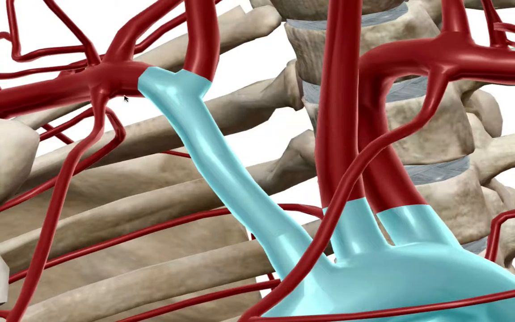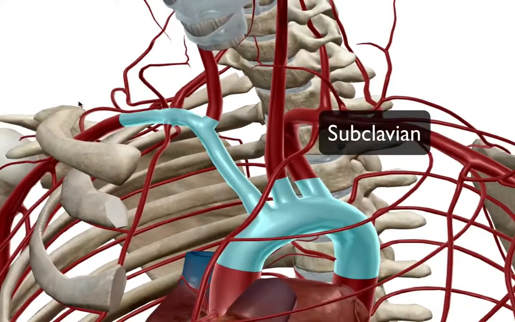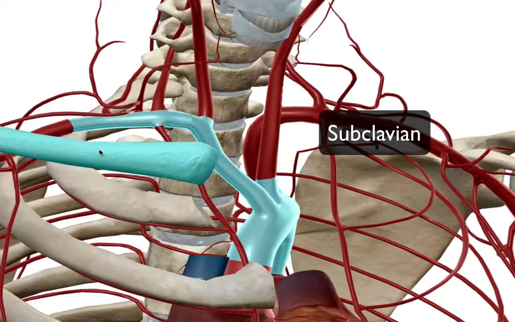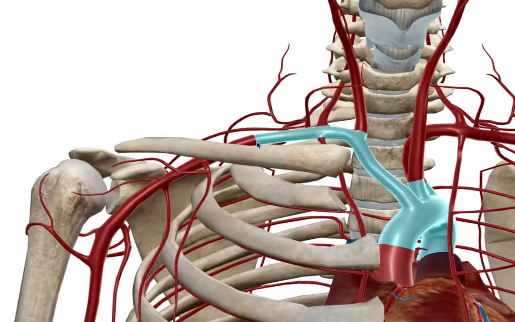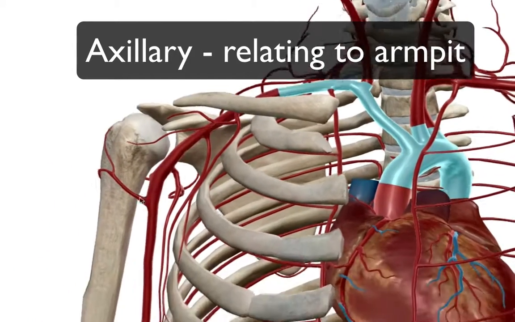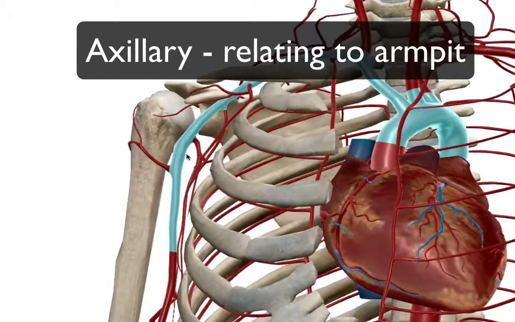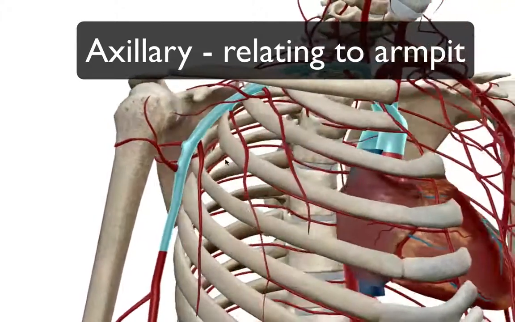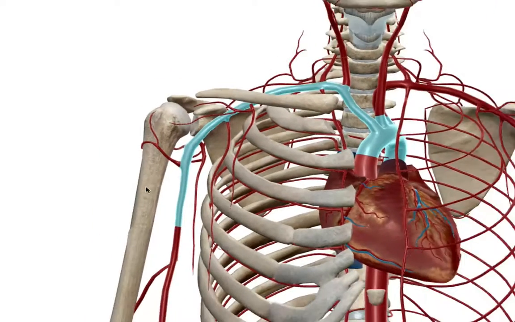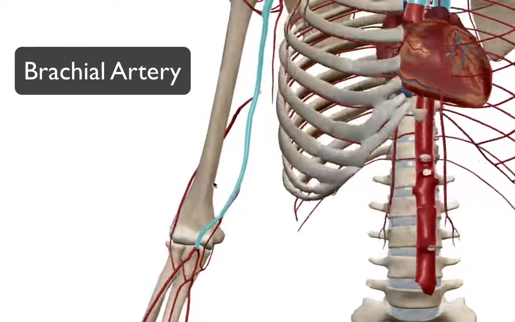So let's go ahead and follow the branch as it goes down the arm. We call this the subclavian. Okay, this is the subclavian because it goes underneath the clavicle there. As it goes from the subclavian, it turns into what's called the axillary artery. This axillary artery is the artery that is underneath the armpit portion of our arm. Okay? So now let's keep following it down, and it turns into our brachial, again referring to the arm.